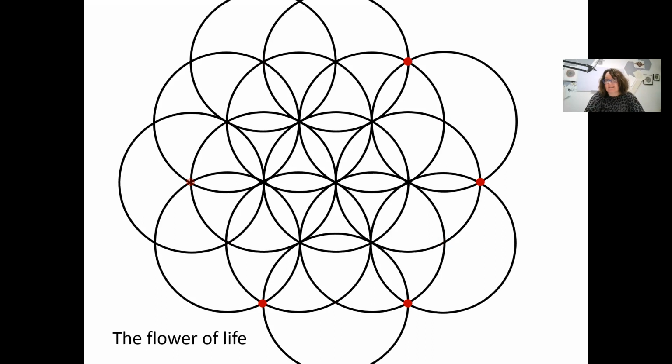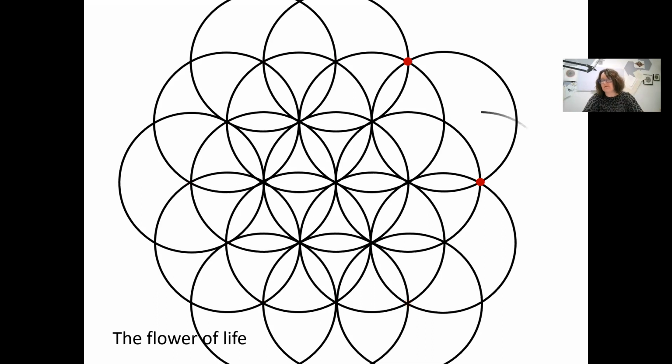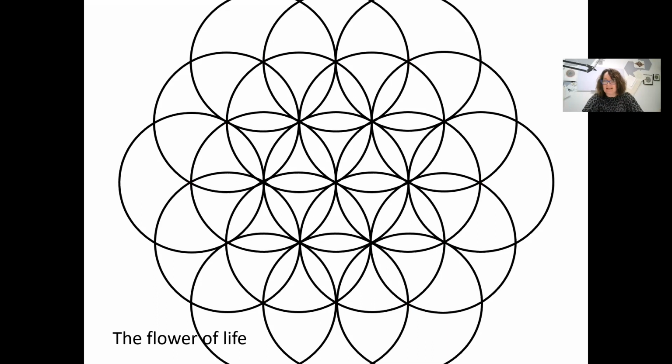And this is the pattern that Melchizedek in the 90s named the flower of life. So the seed of life grows into, if you like, the flower of life. And this, of course, can be extended indefinitely.